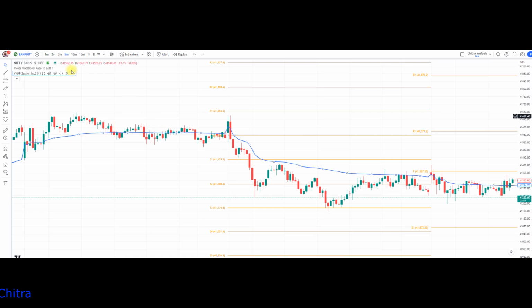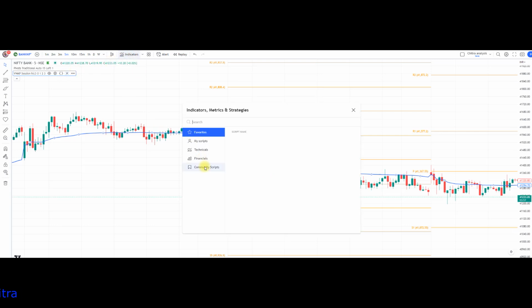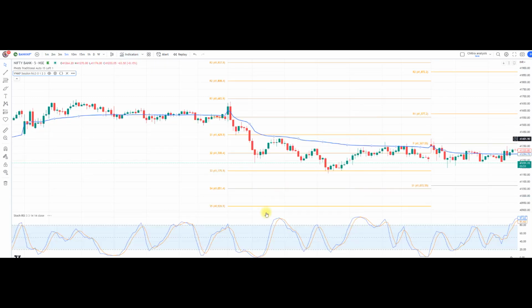Click on OK. The third indicator is stochastic RSI. We don't want to change anything in the settings of RSI. Keep it as default settings. So our setup is ready for our trading. The same setup you can use for Nifty, Bank Nifty and in stocks too. But this setup works well in the index.